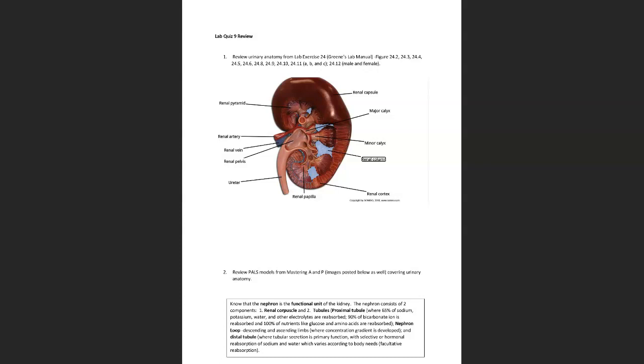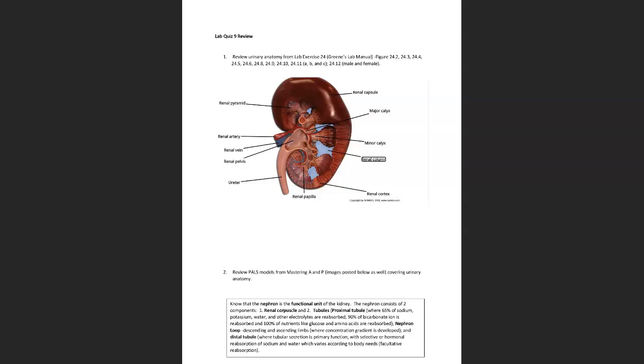Let me see if I can magnify this up a little bit so you can see it more clearly. Make sure you review your urinary anatomy from lab exercise 24, from your Green's lab manual, which is figure 24.2, 24.3, 24.5, 24.6, 24.8, 9, 10, 11, A, B, and C, and figure 24.12. This comes from Human Anatomy and Physiology: The Hands-On Approach, as you can see.